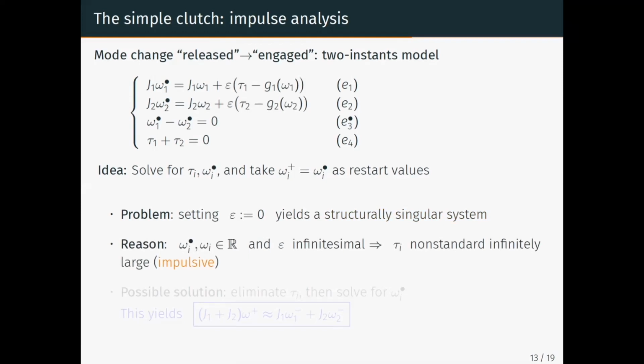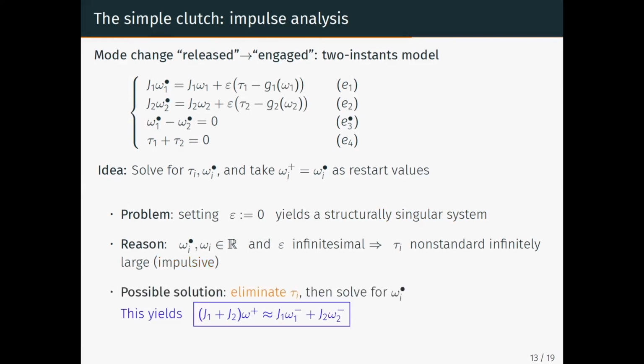The angular velocities are standard real numbers, and they will be divided by epsilon to get the values of the torques, so that the torques are infinitely large non-standard reals. This impulsive behavior is actually consistent with physical intuition, but it is inferred without any such reasoning.